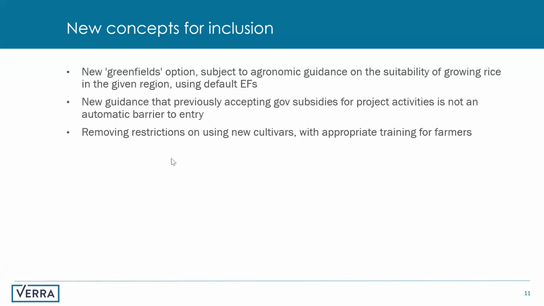And lastly, we'll be exploring removing the restriction on using new cultivars. And most likely, if we did that, we would require appropriate training for the farmers in the use of those cultivars. Again, just to make sure that we're not introducing any sort of threats to yield and food security in particular. However, we think it probably is appropriate to be a little bit more flexible there, whereas we saw the AMS-III.AU previous methodology be a little bit more restrictive with respect to introduction of new cultivars. We could move to the next slide, please.